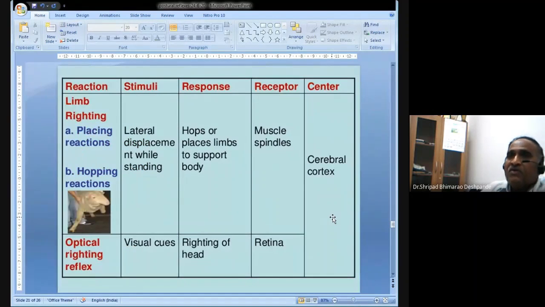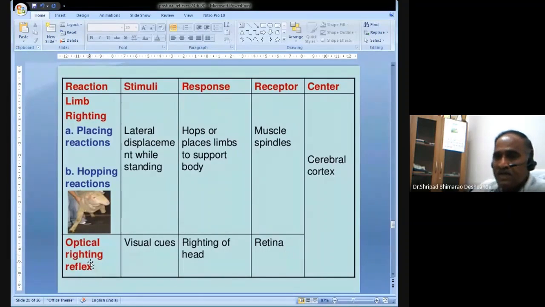Now the limb righting reflexes. We have a lateral displacement of the limb while standing, so that tries to change, as in hopping. These are muscle spindles. The center goes a little higher up. These are called placing reactions. We try to place ourselves. Whenever some limb is touched, we try to place ourselves. That is the cerebral cortex. Then hopping, a sort of jumping or placing response, also has a lateral displacement, and they have a center in the cerebral cortex.